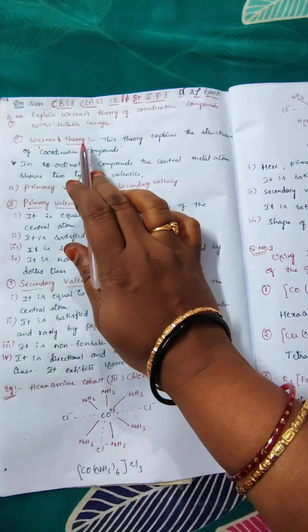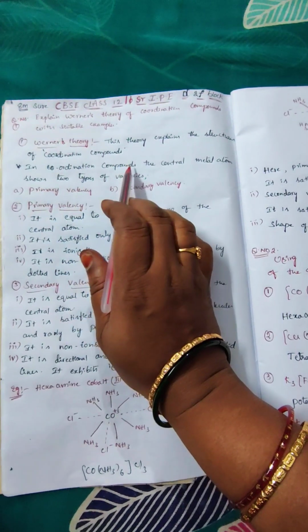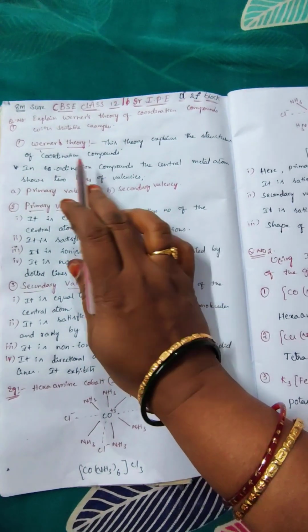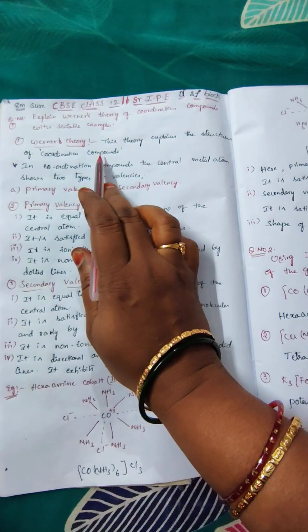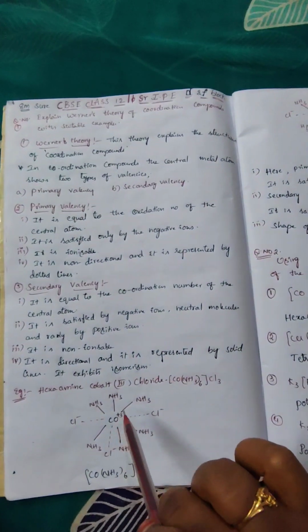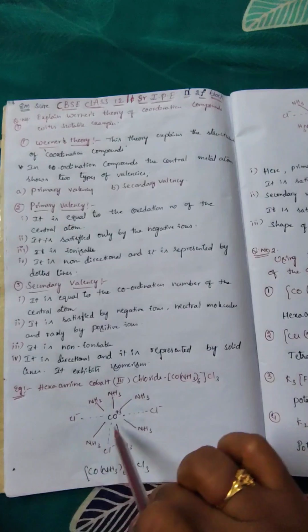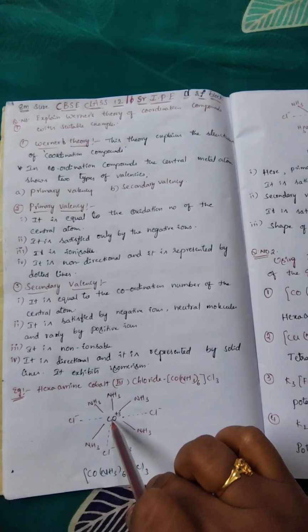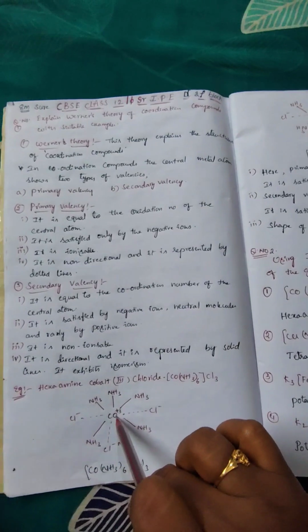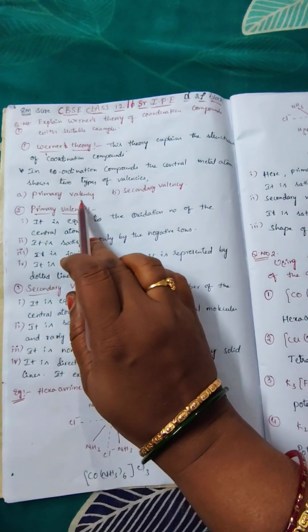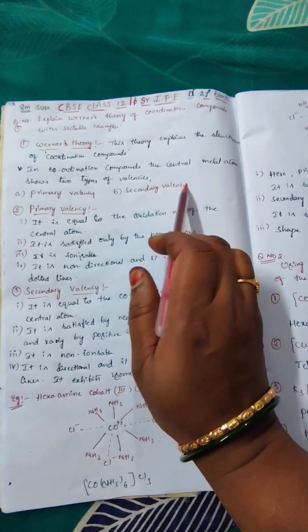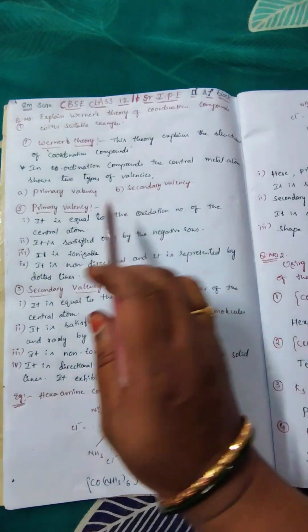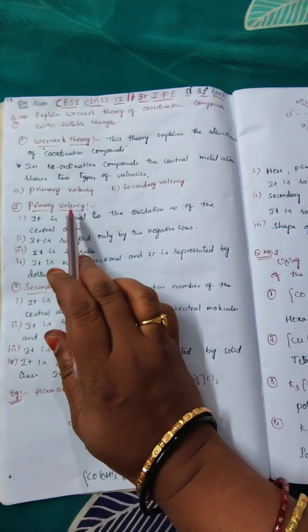Werner's theory. In coordination compounds, the central metal atom shows two types of valencies. So in coordination compounds, we have a central metal atom like this, Co plus 3. Co plus 3 is the central metal atom, and it has two types of valencies: one is primary valency and the other is secondary valency. First we will discuss primary valency.